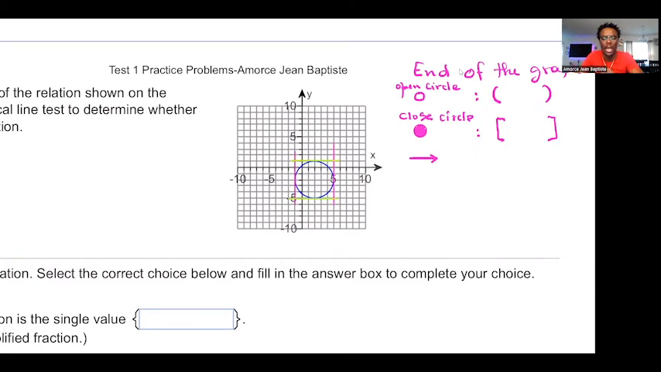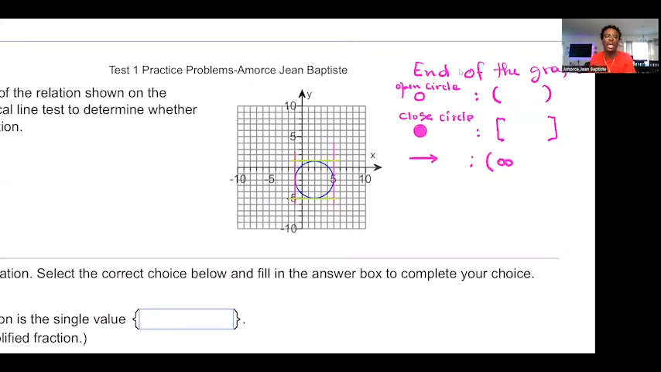Now with an arrow sign, you're always going to end it with a parenthesis, but that means this thing goes all the way to infinity. Now you need to imagine how your graph tends to go. Like if you have a graph like this, it goes down, but also it's going to the right as well. So that's going to be used for both domain and range. We're going to do some examples.